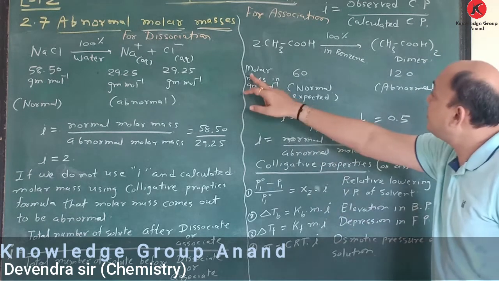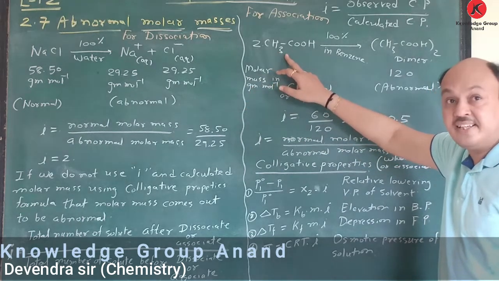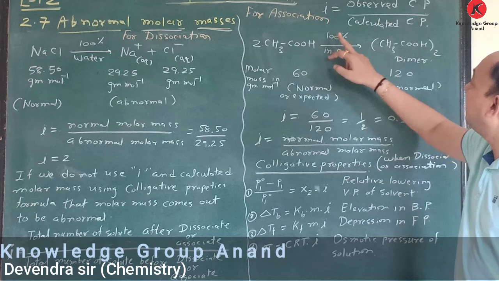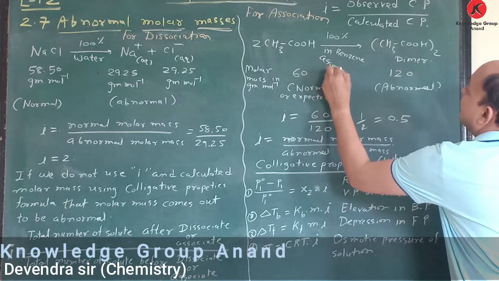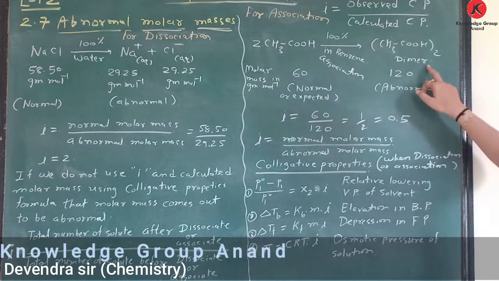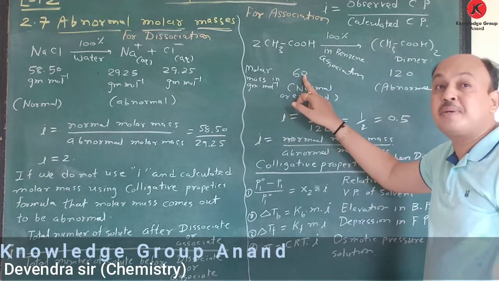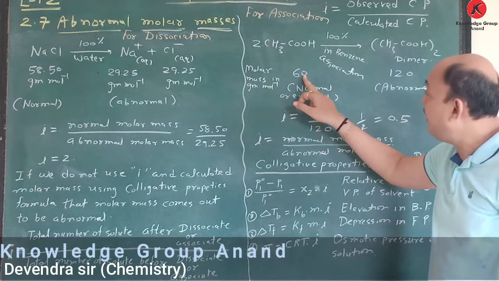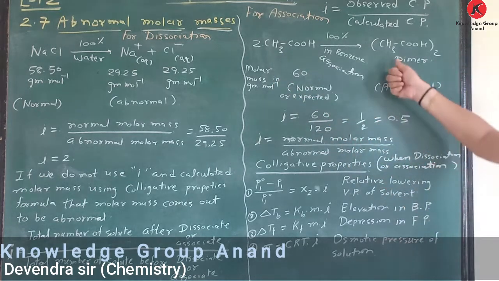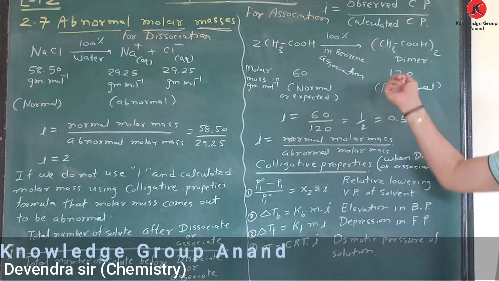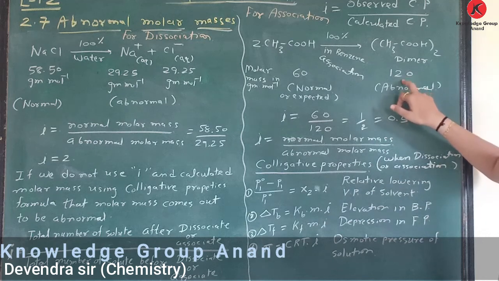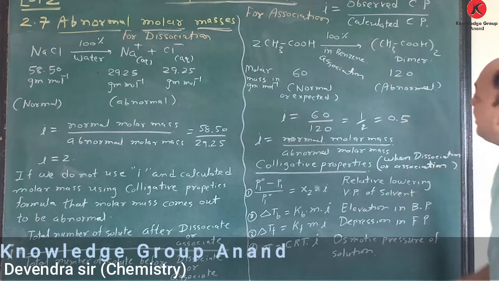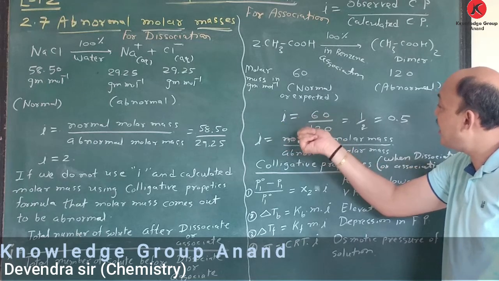Now see this molar mass. Take 2 moles of acetic acid in benzene, with 100% association, and due to that, dimerization takes place. Acetic acid has a molar mass of 60 grams per mole. When dimerization takes place, acetic acid plus acetic acid, only one molecule forms, so actually 120 grams per mole is obtained. Here, i is equal to 60 divided by 120.